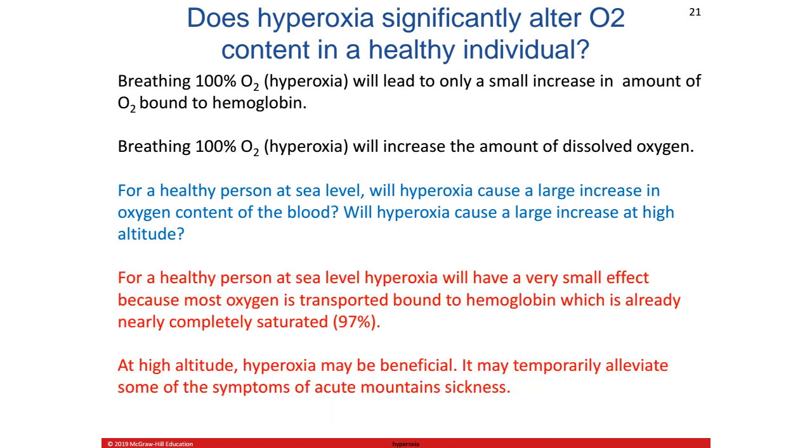So the answer is, for a healthy person at sea level, hyperoxia will have a very small effect, because most oxygen is transported bound to hemoglobin, which is already nearly completely saturated. So again, changing that saturation level by a small percentage won't really lead to much of a significant change in the oxygen that's being carried.